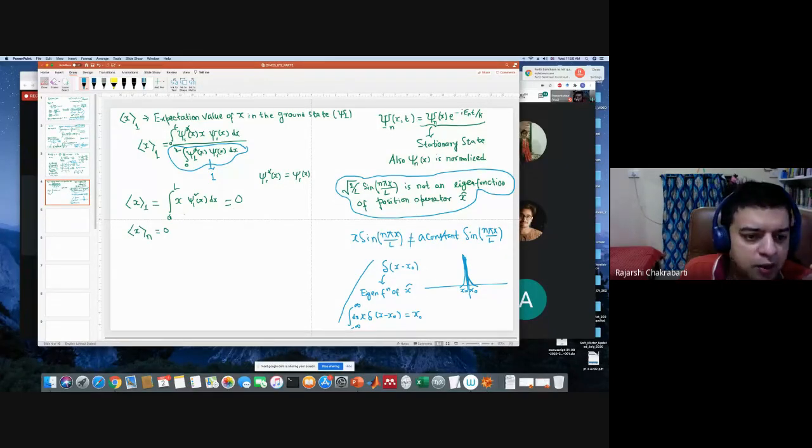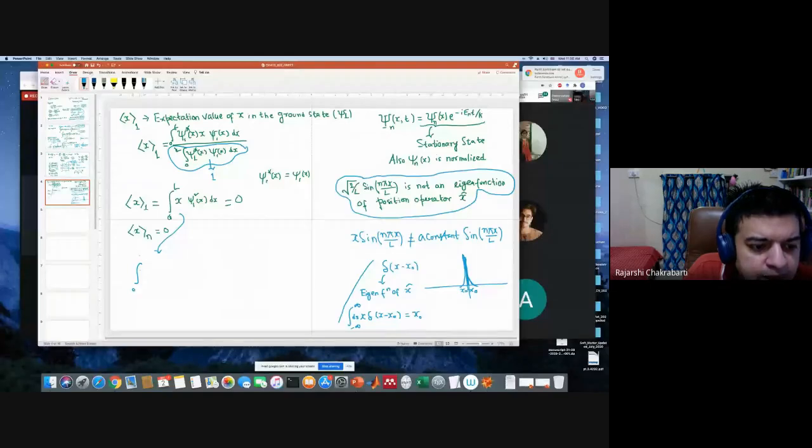Now, maybe I should also show mathematically that this is 0. How do you do this? It is going to be the integral from 0 to L of x times psi 1 square, and psi 1 you know is root over 2 by L sine pi x by L. So root over 2 by L, root over 2 by L combine, it will go outside as 2 by L, and you get sine square.